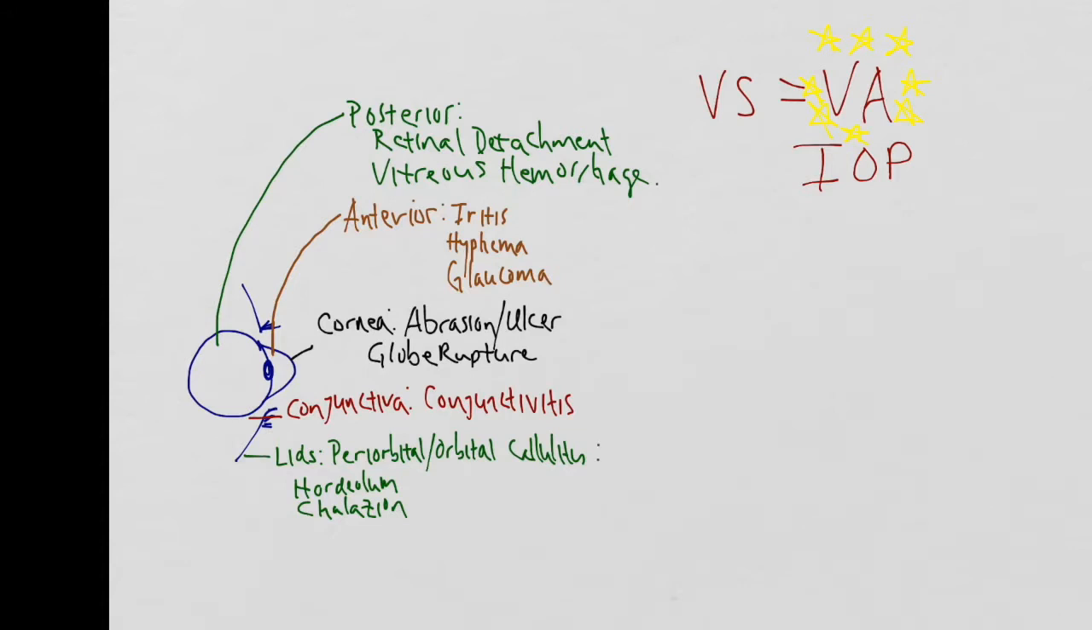Now let's systematically look through the eye. Start with the eyelid, looking for periorbital or orbital cellulitis. Does the eyelid have signs consistent with cellulitis?